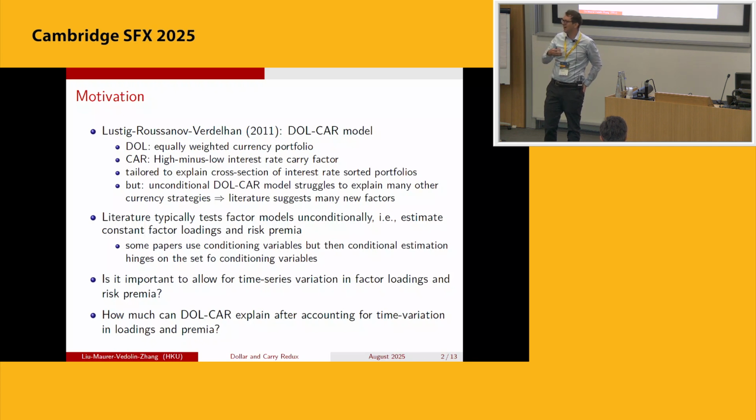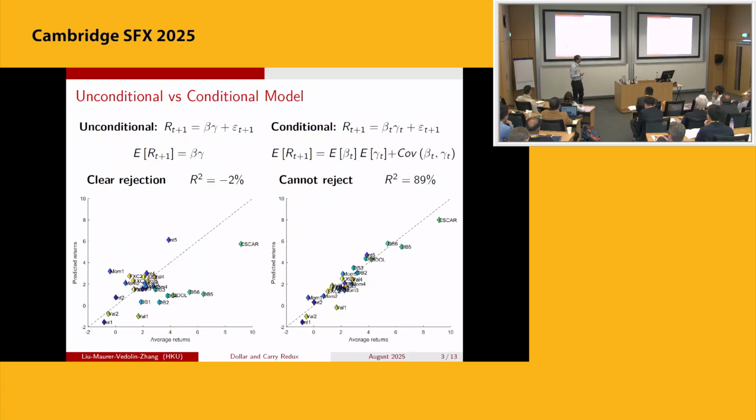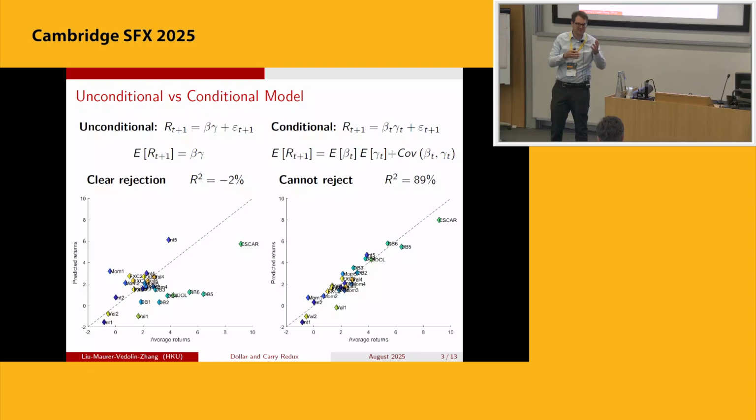In our paper, I think we also have a small methodological contribution. We show how to estimate this conditional dollar carry factor model without having to specify specific conditioning variables. And we also show how we can do this in GMM, which is a setting quite similar to the standard one, with just some minor extensions, but I still think it's nice. Let me just show you the results on one slide.